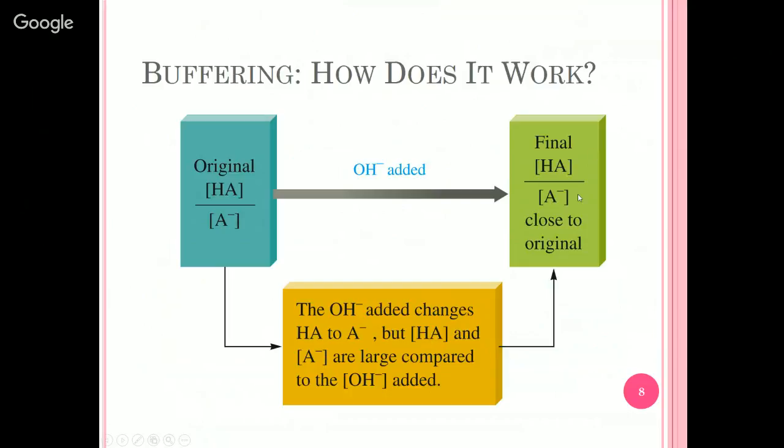So how does that affect our overall ratio? Well, that means this number has gone down and this number has gone up. So we have a fraction where we're decreasing the amount of that fraction.